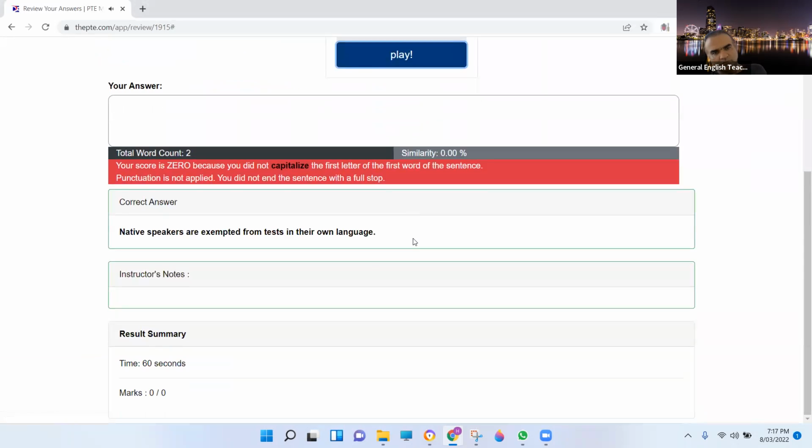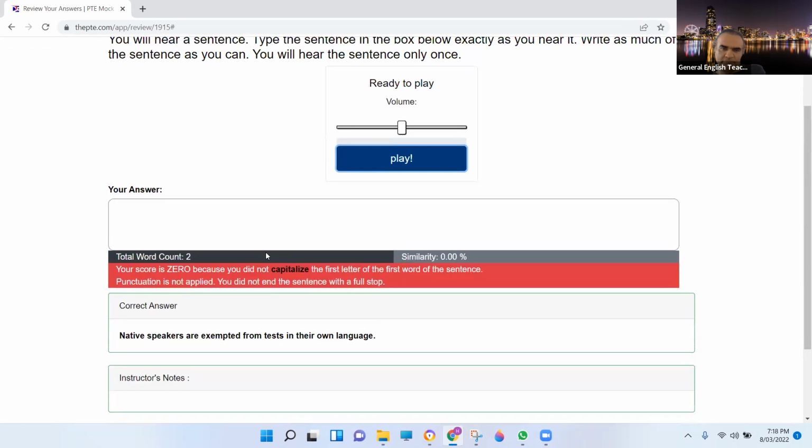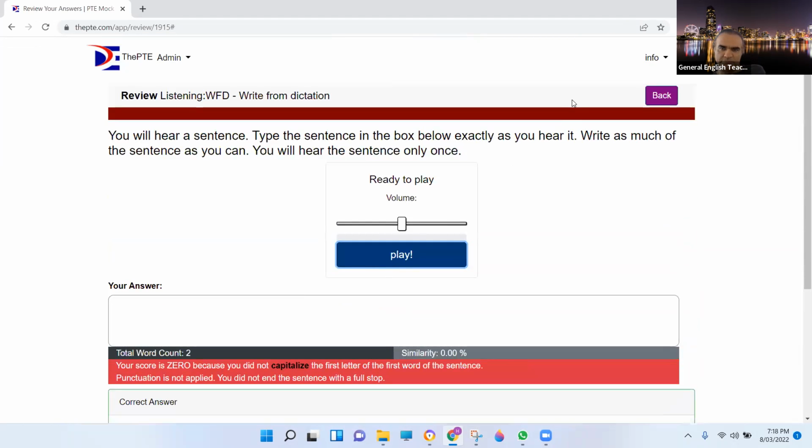Native speakers are exempted from tests in their own language. Native speakers are exempted from tests in their own language. Okay, next one.